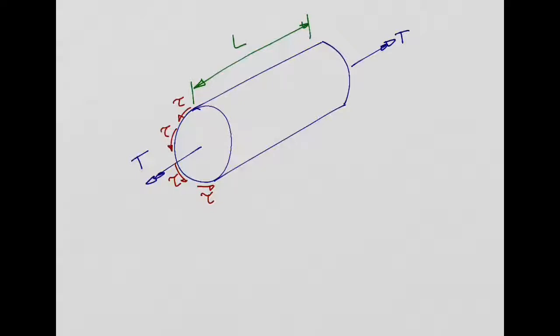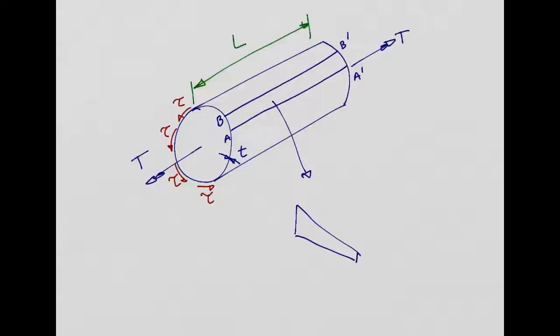Another thing is, let's assume, for example, this tube has a thickness T. And we are going to consider this element here. So let's say this is point A, point B, point B prime, point A prime. We are going to zoom in on this element A, B, B prime, A prime, and represent it here in the following way.